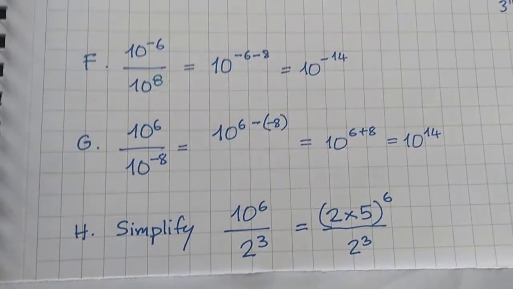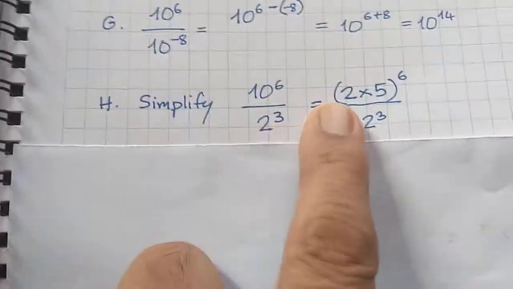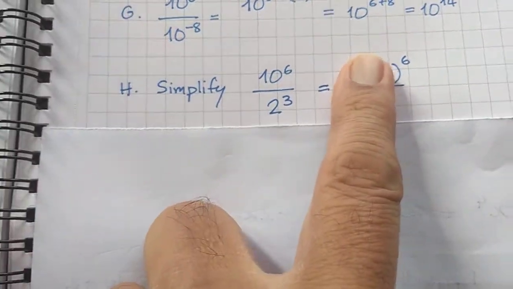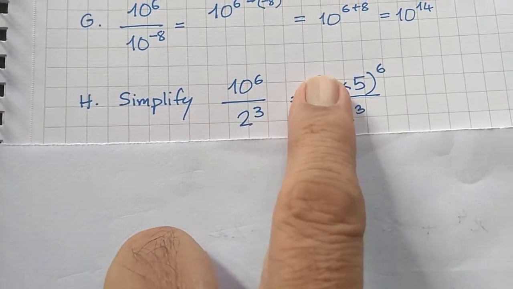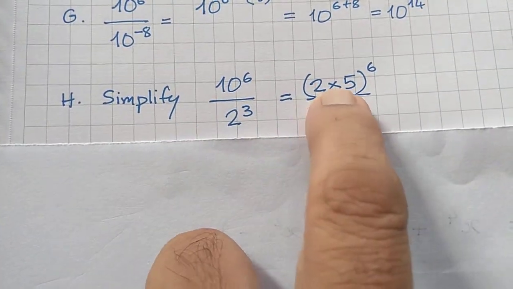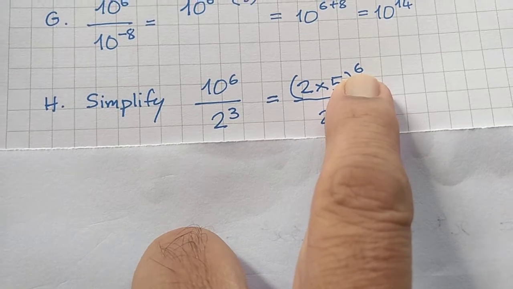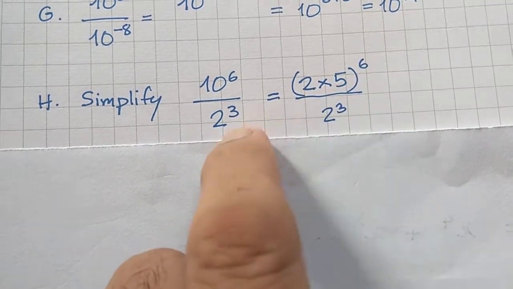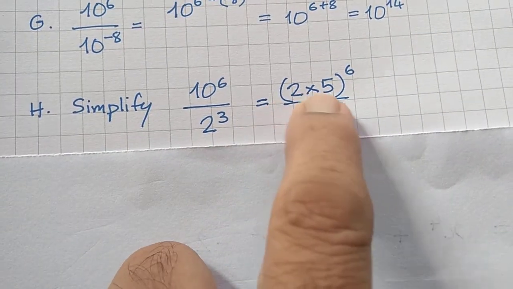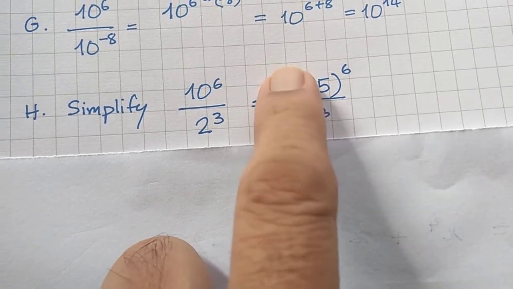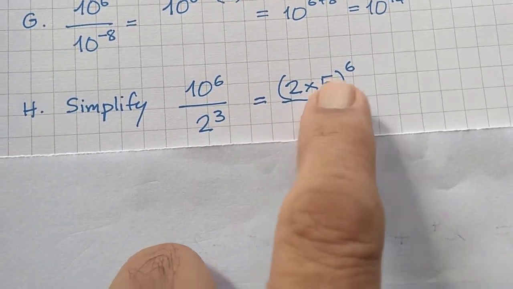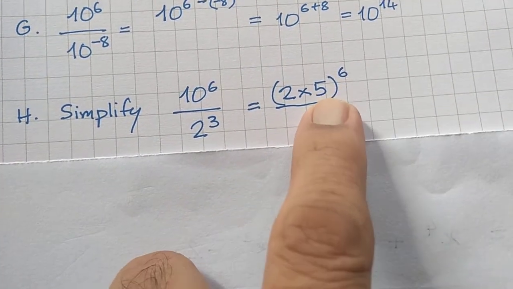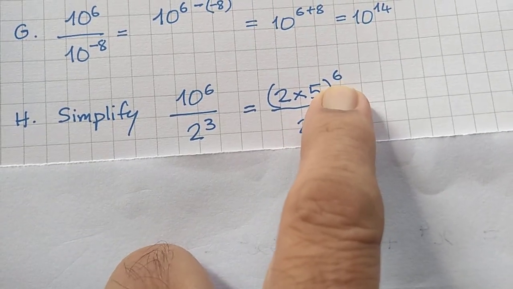Now we come to this. This was a little tricky one. Here 2 is a factor of 10. So 10 to the power 6 we can write as 2 into 5 to the power 6. Correct? 2 to the power 3 we leave here. Now here some of you have simplified 2 there and 2 here and all sorts of funny things. That is wrong, because this power 6 is there.